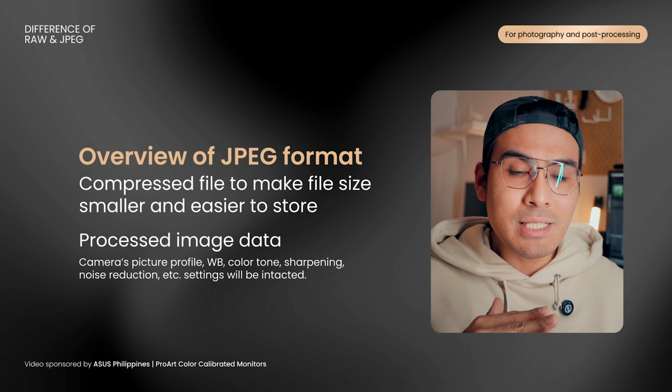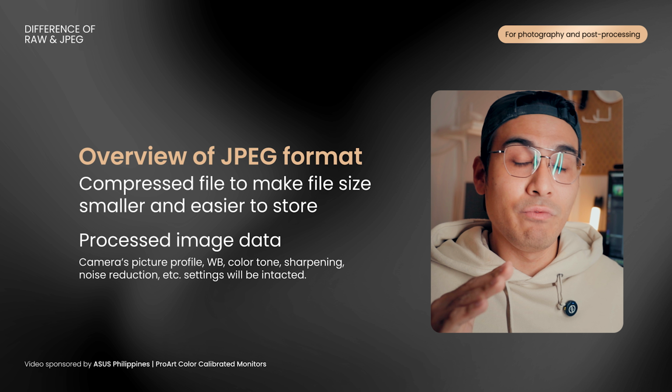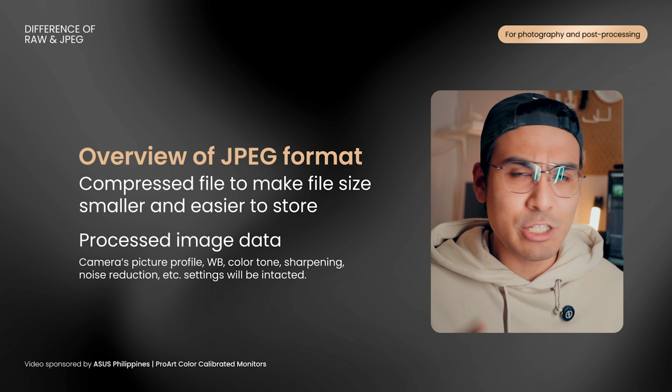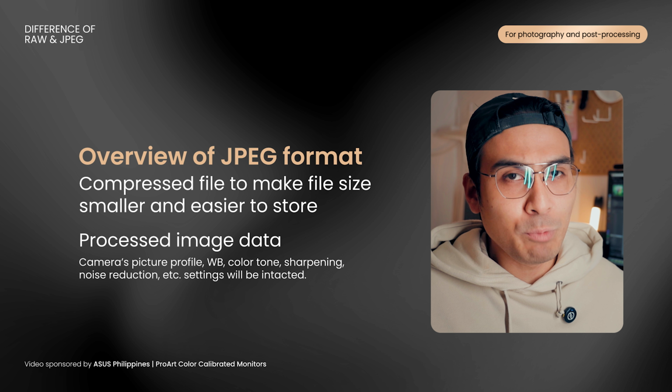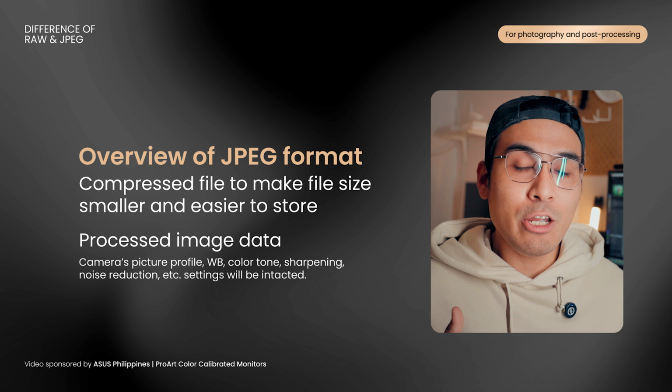Meaning, yung mga settings na meron kayo sa camera nyo, white balance, sharpening, color profile, nakukuha ng camera yun, pinaprocess nyo yun to become JPEG. So, yun yung nakukuha yung image. Meaning, kapag kung ano yung white balance nyo, pagka-take ng photo, yun na yun. Kung ano yung color profile, yun yung lalabas.